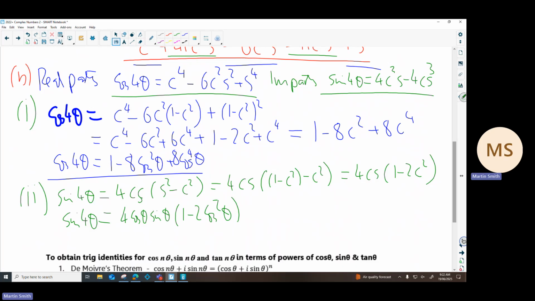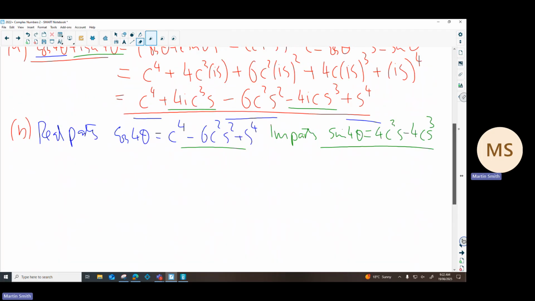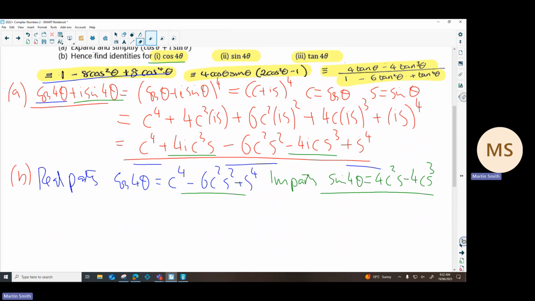Okay. And then finally, I want to prove the identity for tan 4 theta. Now, I'm just going to clear off what I've done so far to give myself a bit of space. And then I'll do the third one to get the identity for tan 4 theta. So the identity which I'm looking to prove for tan 4 theta is given here.